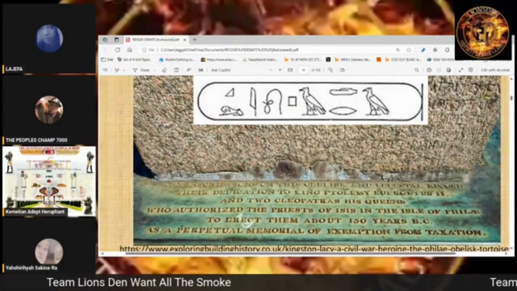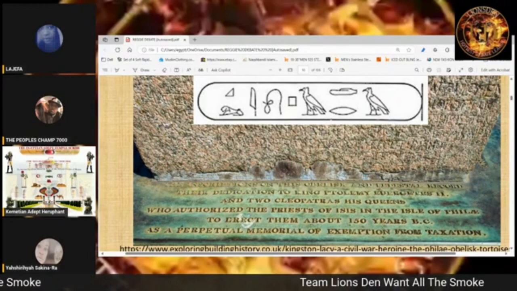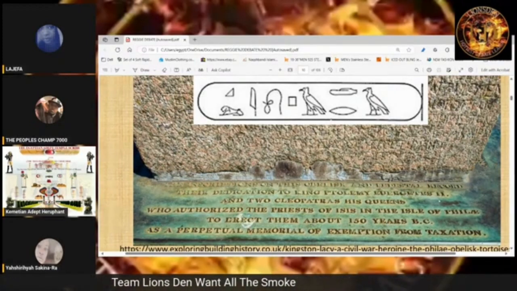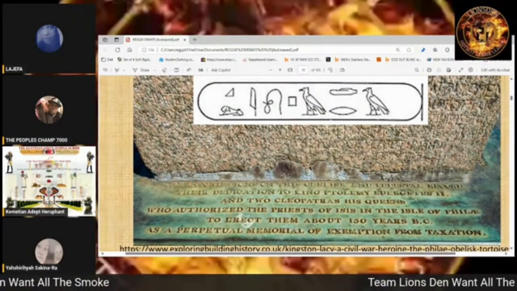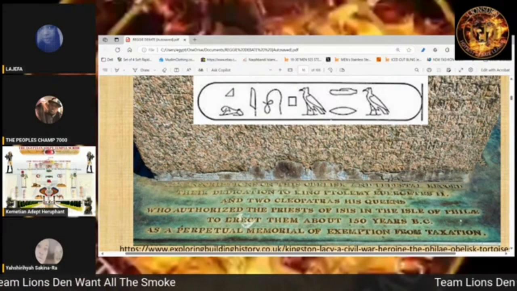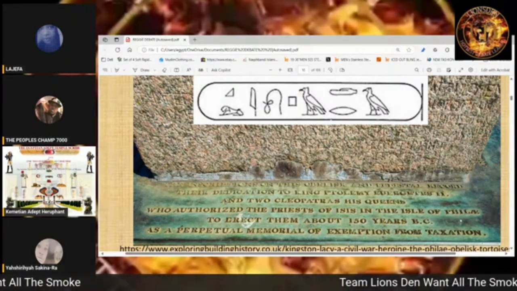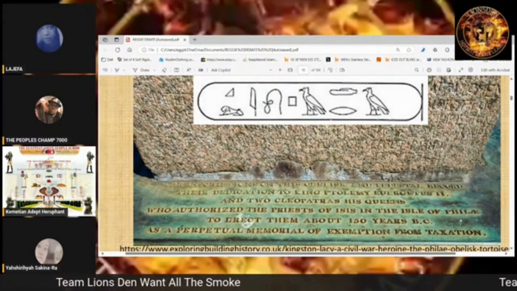Okay. So it says the inscriptions on the obelisk say the estate record their dedication to King Ptolemy the second. I'm gonna show you who that is. You're gonna say, oh my God. And 2 Cleopatras as his queen. So he was dealing with polygamy, who authorized the priests of Isis in the Isle of Philae. Now, what Ptolemy doing authorizing any Egyptian? He running things now. He done took over. He done took the block. So now you do what he say. Do what I say. I'm finna take you up out of here.